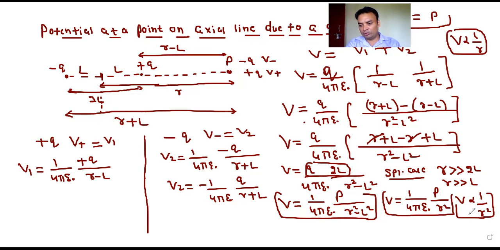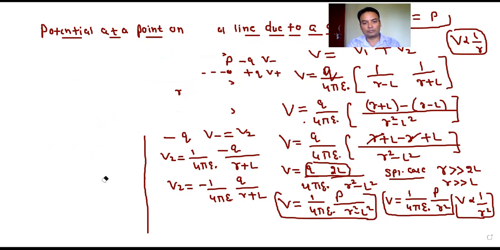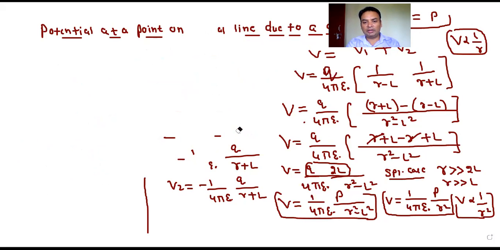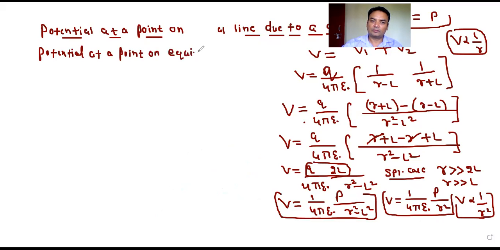So likewise, we will find out the potential due to a dipole on the equatorial line. So let us solve for that. Equatorial line, it is also called right bisector. So we are interested in finding potential at a point on the right bisector. So it is called potential at a point on the equatorial line due to a dipole.